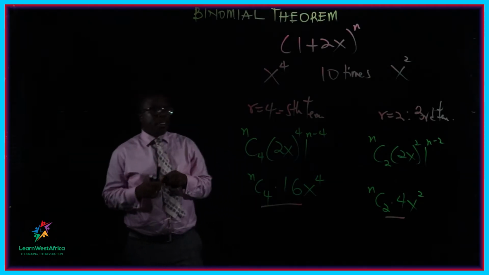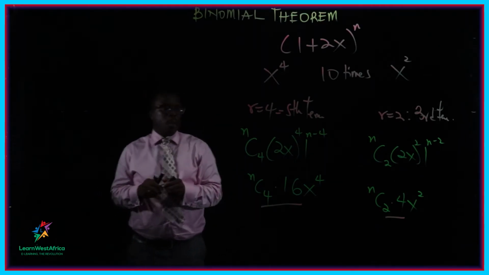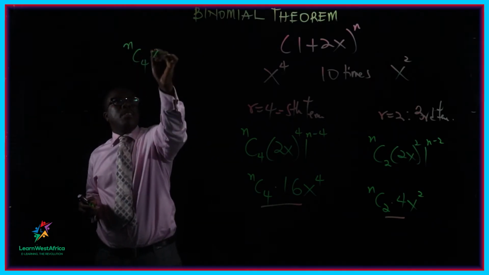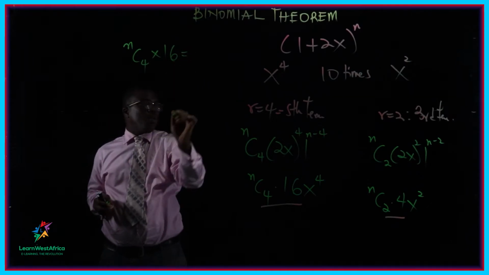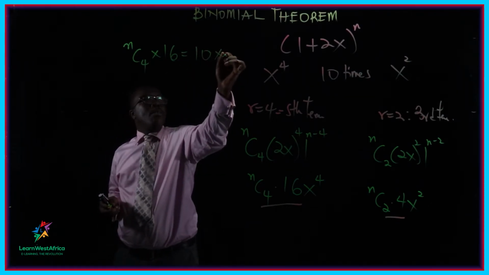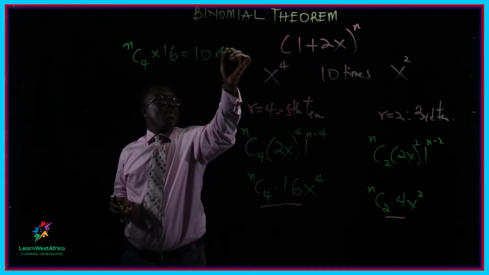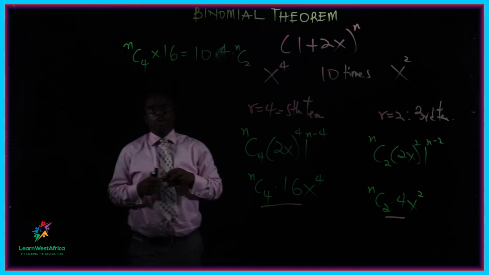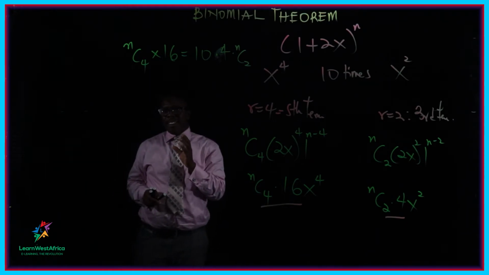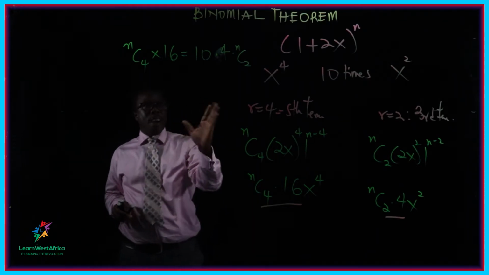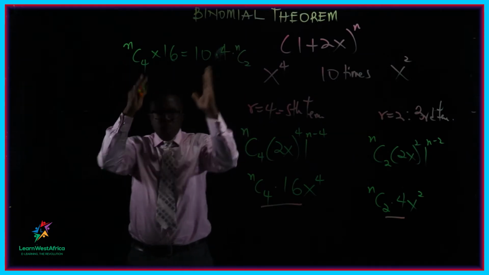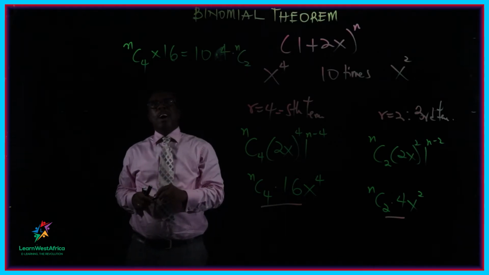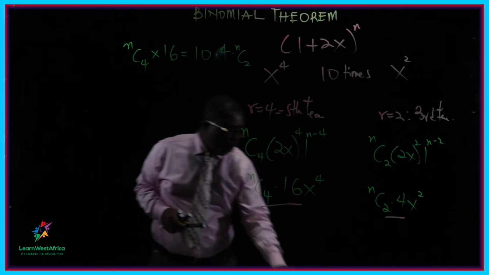So on the basis of that, we can connect the two expressions. We can say that n combination 4 times 16 is equal to 10 times 4 times n combination 2. Hope we are clear with that. All right, so now that we've been able to arrive at that, we are now going to see how we can resolve the relation that we have here and arrive at the value of n.